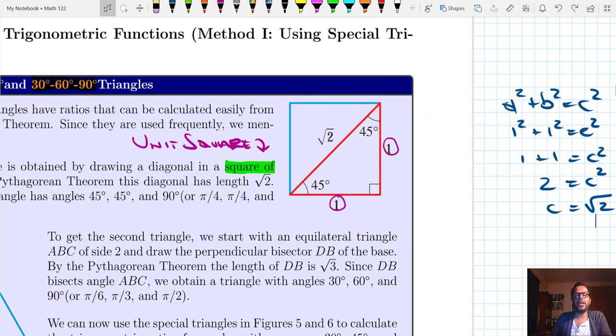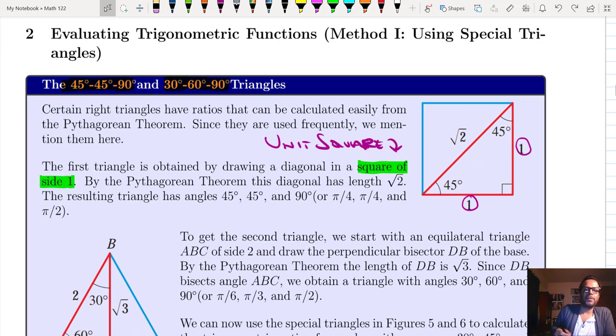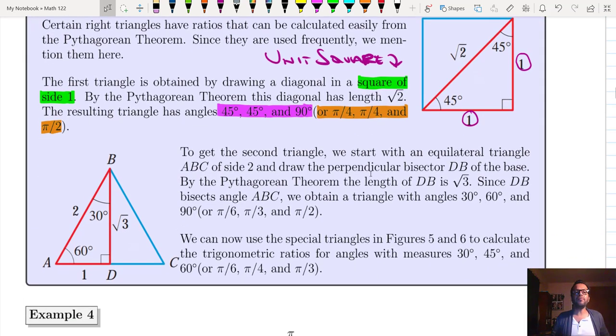And those are going to be the values related to the special triangle that has angles 45, 45, 90, or if you prefer, well, not that you prefer, we need to get used to the radian measures, right? Because we will be working a lot with radians. So let's not get too attached to degrees because we may not use them very often, right?